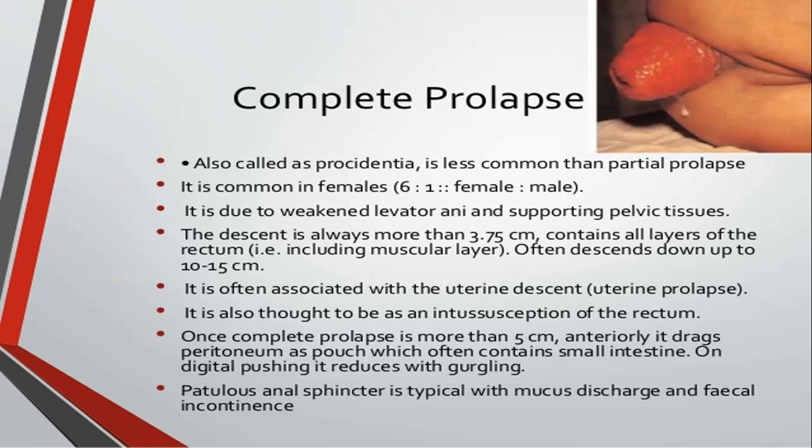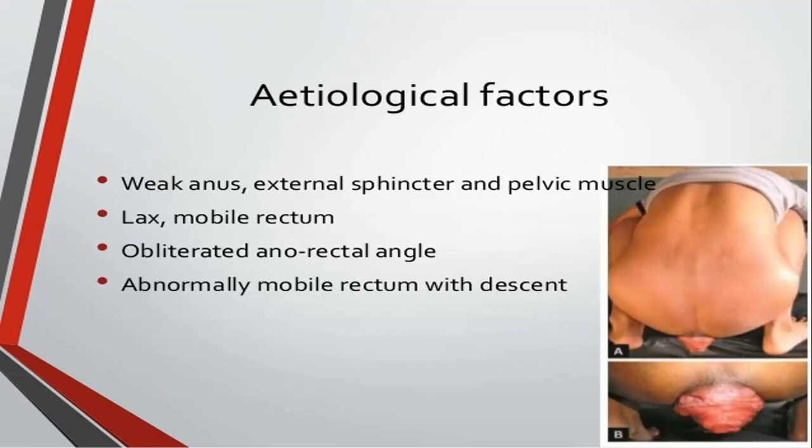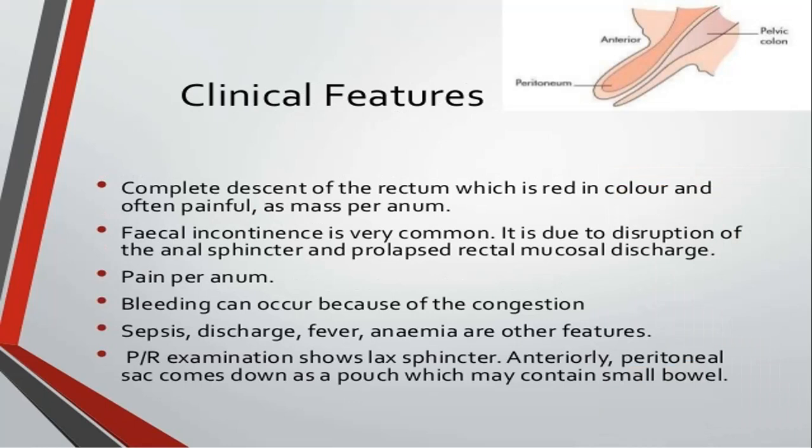A complete prolapse is also called procidentia. It is more than 5 centimeters and large. It shows a patulous anal sphincter, and it is associated with uterine prolapse also. On examination you can feel a gurgling sound, because it comes with the peritoneum. It has the same risk factors and etiological factors: weakness, pelvic muscle tone loss, and increased abdominal pressure. Clinical features are simply the same: rectal bleeding, sepsis, pain, and complete fecal incontinence.